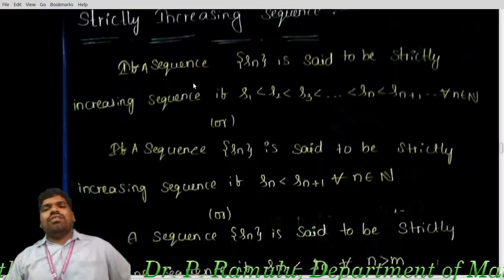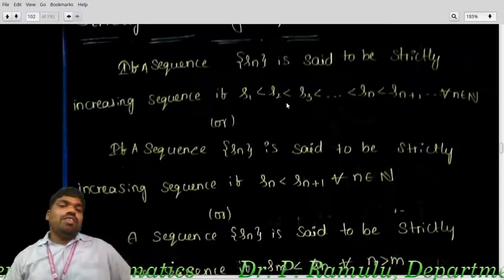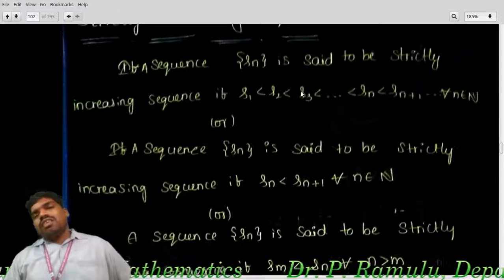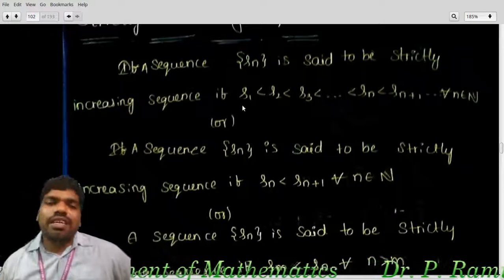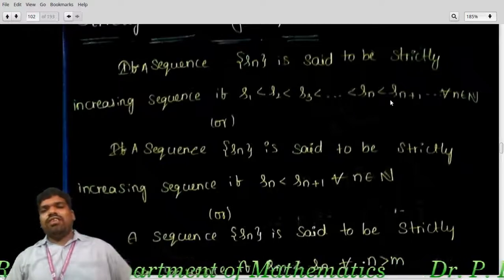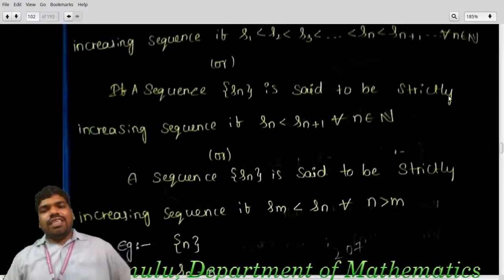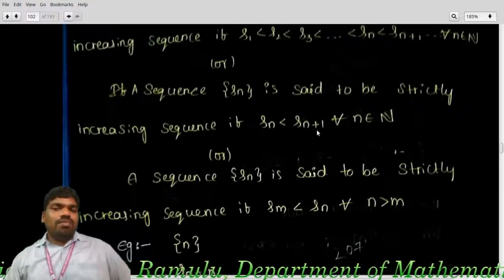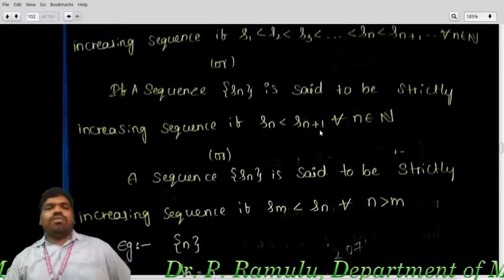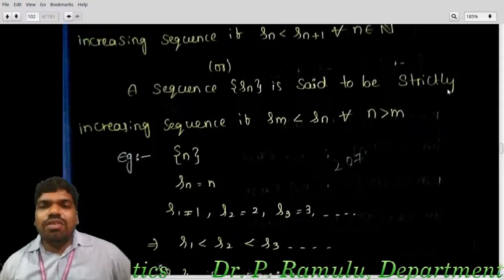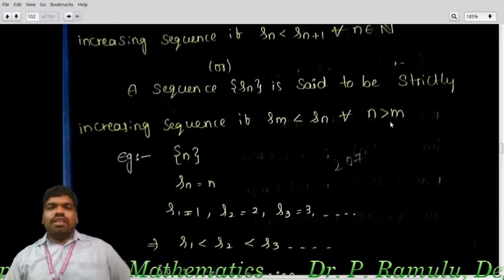Strictly increasing sequence. A sequence Sn is said to be a strictly increasing sequence if S1 is less than S2 less than S3 less than and so on, Sn less than Sn plus 1. Earlier it was S1 less than or equal to S2 less than or equal to S3 less than or equal to. Here I am writing S1 less than S2 less than S3 less than and so on, Sn less than Sn plus 1 for all n belongs to N. Or a sequence Sn is said to be a strictly increasing sequence if Sn less than Sn plus 1 for all n belongs to N. Okay, there is no less than or equal to here, Sn less than Sn plus 1. Or a sequence Sn is said to be a strictly increasing sequence if Sm less than Sn for all n greater than m.